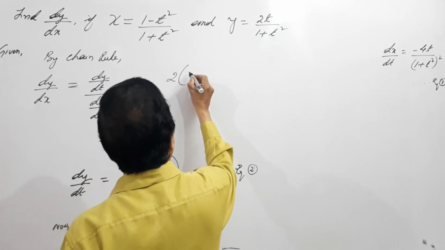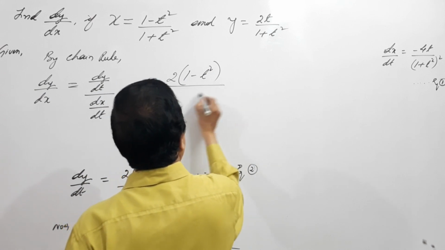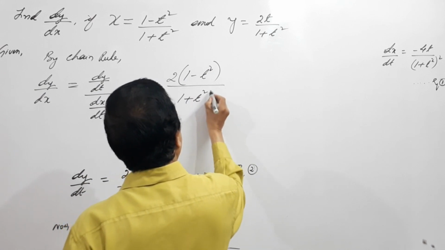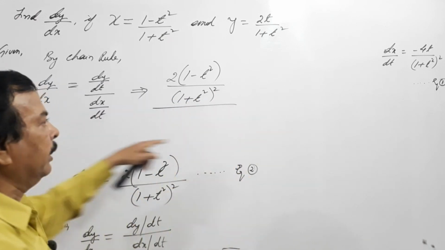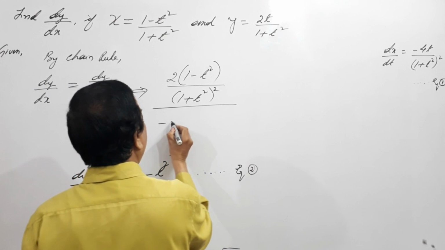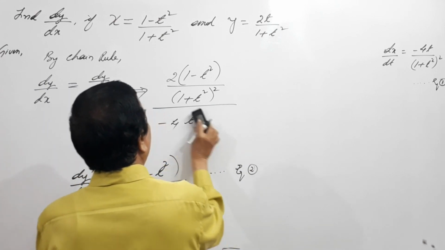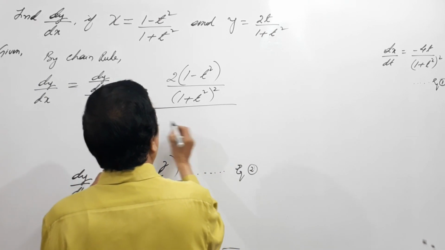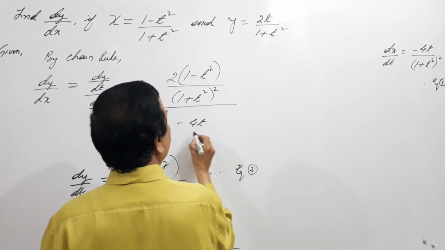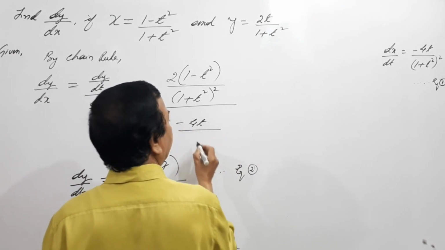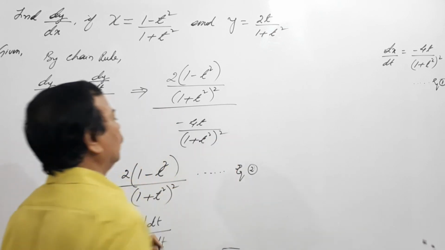2 into (1 minus t square) by (1 plus t square) the whole square, divided by dx by dt. Dx by dt is minus 4t. I'll write that minus value, that is okay. I'll write minus, you should not get confused, minus 4t by (1 plus t square) the whole square.